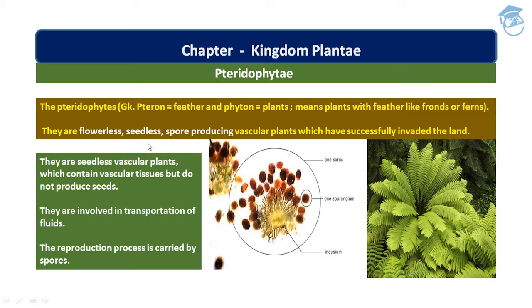So this was an overview of a pteridophyte. Pteron is a word that means feather and phyton means plants. So pteridophytes mean plants with feather-like or wing-like fronds, or ferns. They are flowerless, seedless, spore-producing vascular plants which have successfully invaded the land. They contain vascular tissue but do not produce seeds. They are involved in transportation of fluid because they are vascular plants, and the reproduction process is carried out by spores.